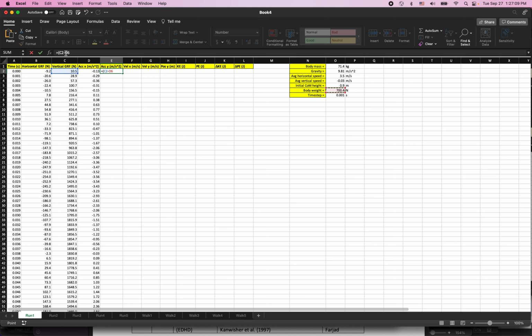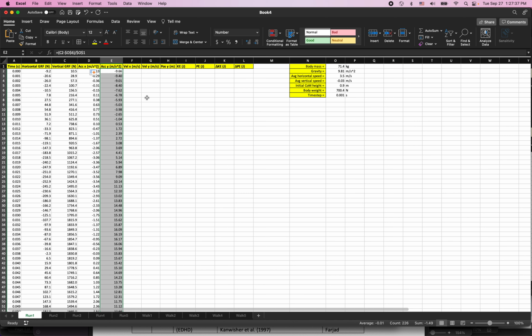And again, here I'm going to want to stick dollar signs in front of my body weight because that's not changing. I want it to always be subtracting that body weight from every one of these ground reaction forces here on the left. Okay, so then that's my summation of forces. I'm going to divide that again by my body mass, and I want it to always use that body mass, so I'll stick the dollar signs in front of there. And then carry that all the way down, and I get my vertical accelerations.